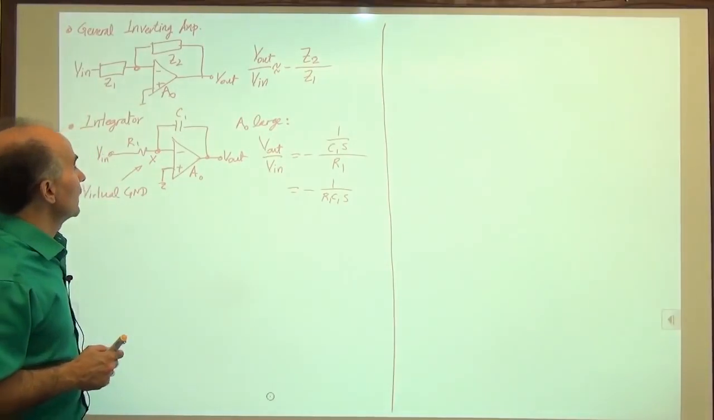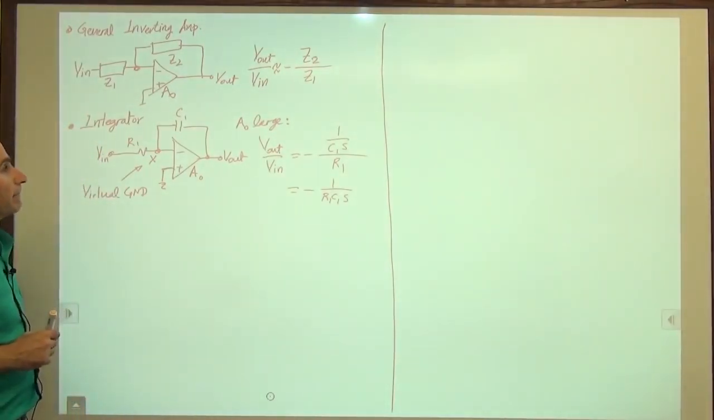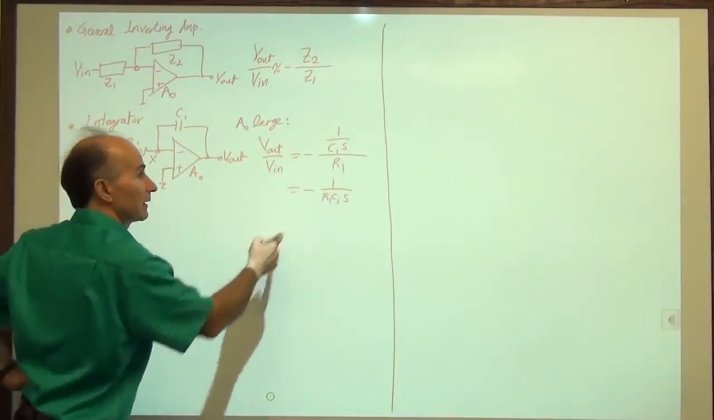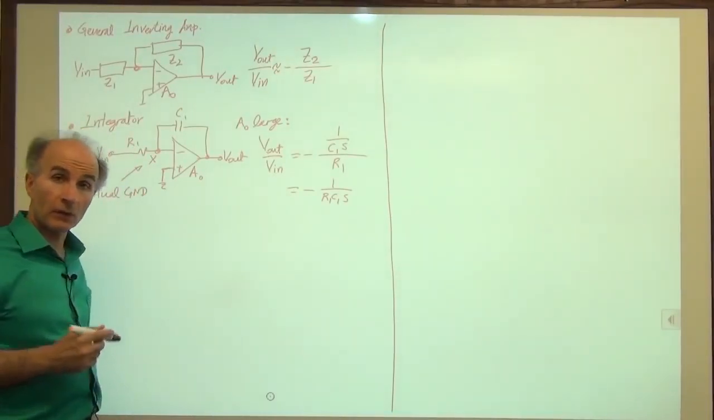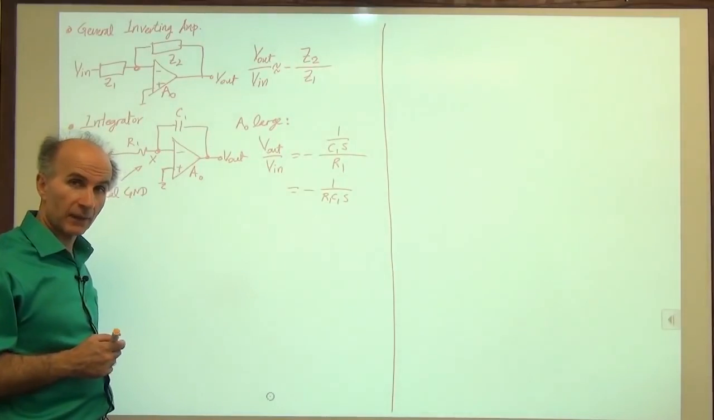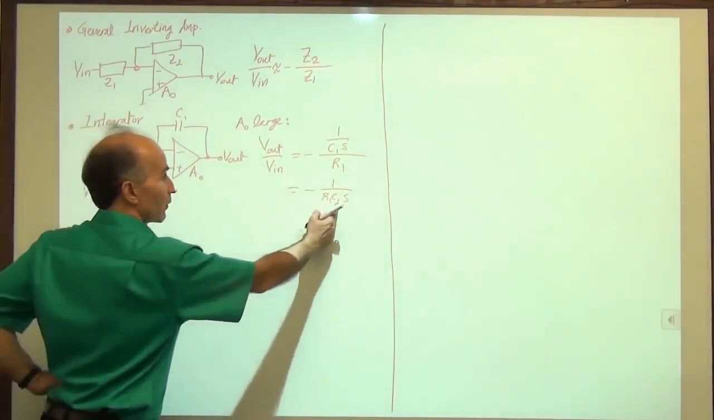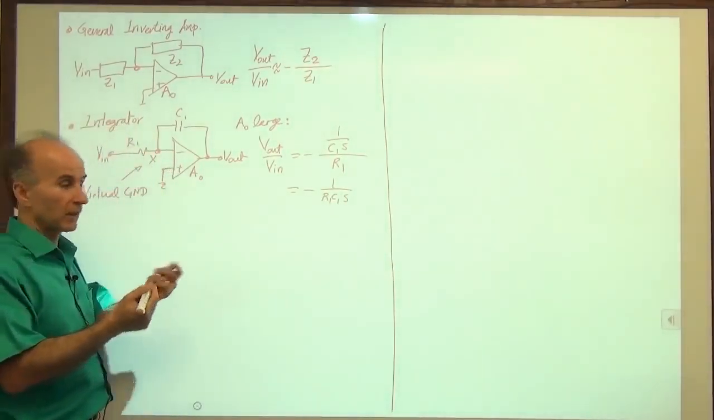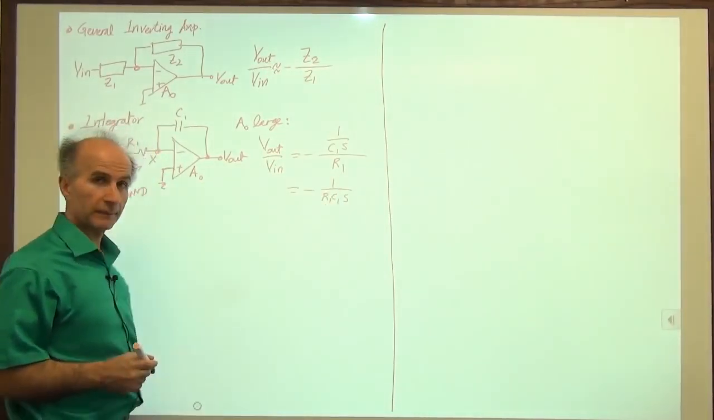Okay, so we also see that we have a negative sign here. This negative sign doesn't bother us so long as we are aware of it, but it's not a big deal that it's a negative sign. And then, of course, we have R1, C1 as parameters that determine the scaling factor here.